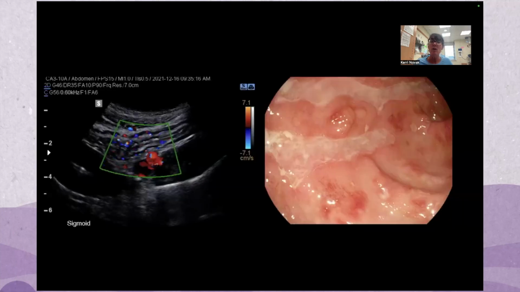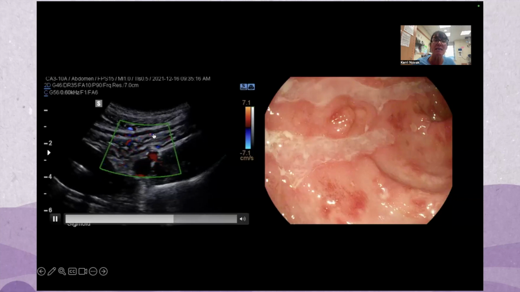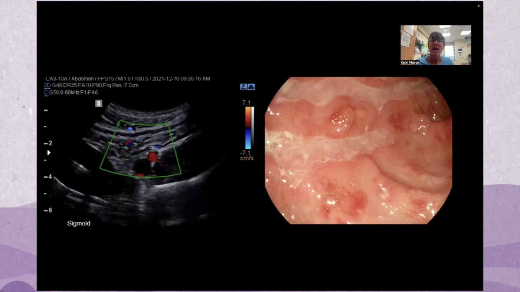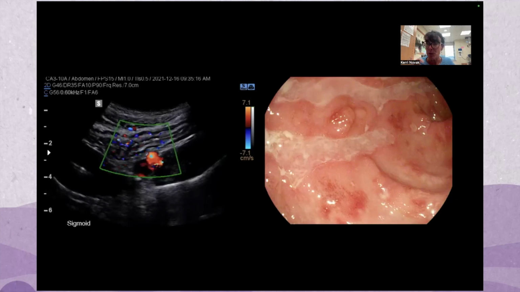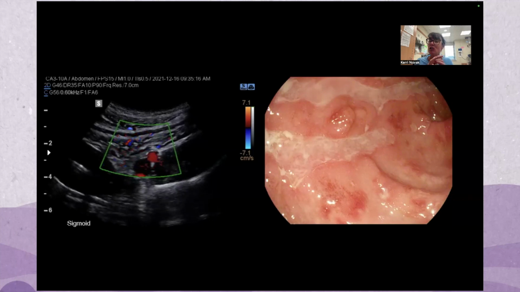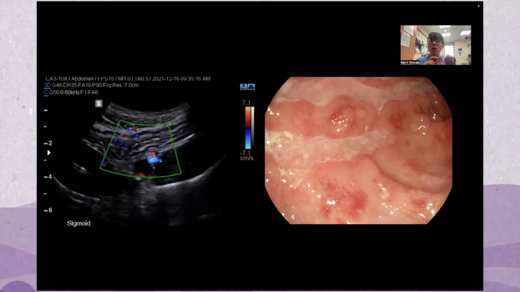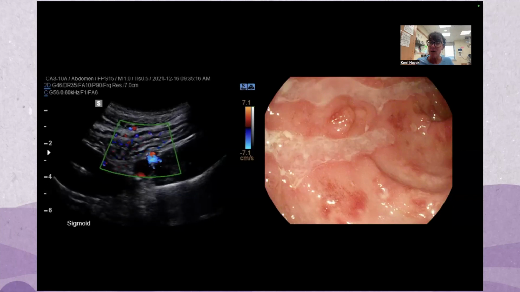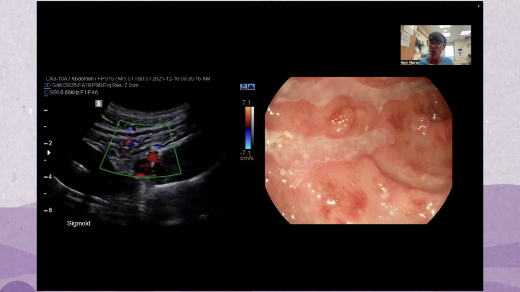Here's an example. So in the left-hand panel, you see 2 rows of stripes. This is the sigmoid colon that's collapsed. And you can see lots and lots of red and blue pixels. That's blood flow in the wall. The big circles are actually blood vessels. But within the wall, you see lots of disease activity. The wall is thick. You can see the layers, but there's lots of blood flow.